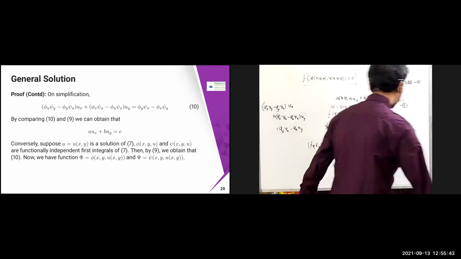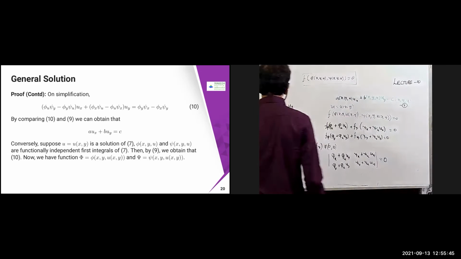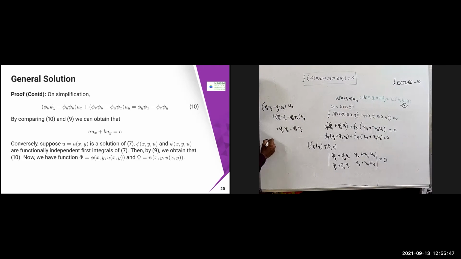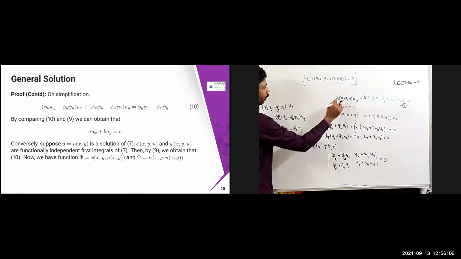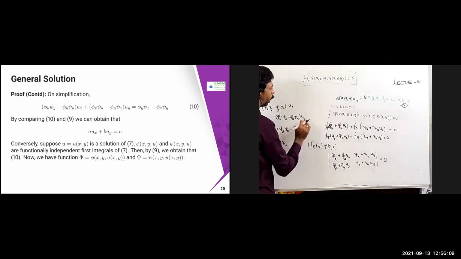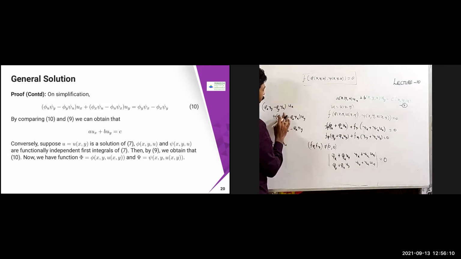Now, if you compare this equation with this one, what you are going to have is pi u into psi y minus pi y into psi u. Here this one is the a x, u x system, so the coefficient of u x here is this one. Because we are saying this is going to be a solution of this one, whenever I expand this, it should satisfy this one. That's what we are comparing.